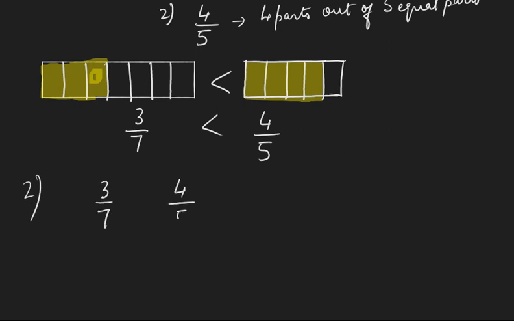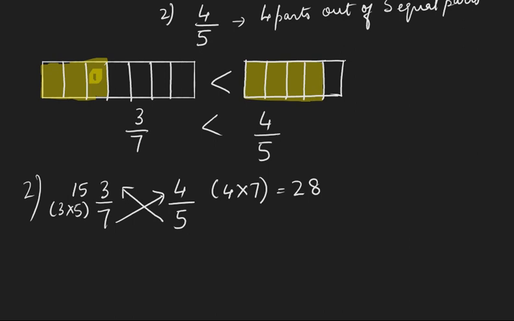3 by 7 and 4 by 5. Cross multiplication. Look at the direction of the arrow. 4, 7. So multiplication of 4 into 7 will give me 28. 3 into 5 will give me 15. So you can see 15 is less than 28, which shows 3 by 7 is less than 4 by 5.